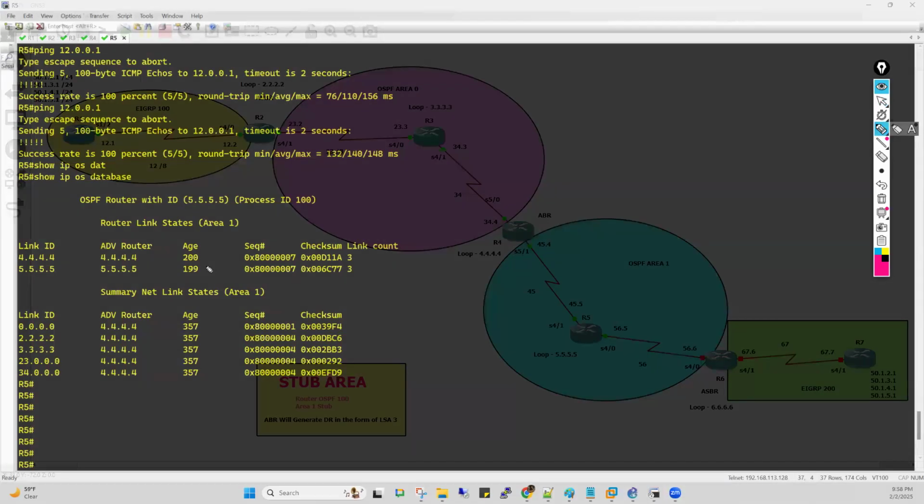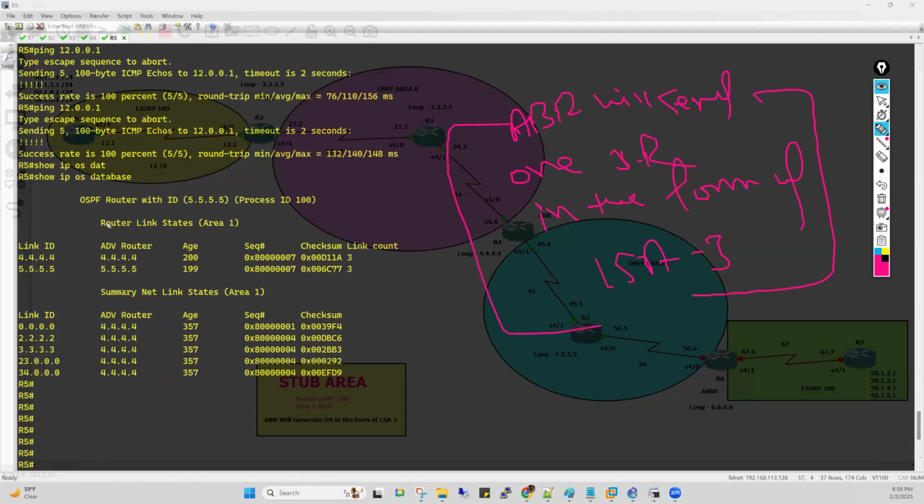See LSA number 3 very carefully. There is one default route. Do you see the default route, everyone? Yes, sir. So please remember, ABR will send one default route in the form of which LSA, guys? LSA number 3, because LSA number 4 and LSA number 5 are filtered out. In which area? Stub area.